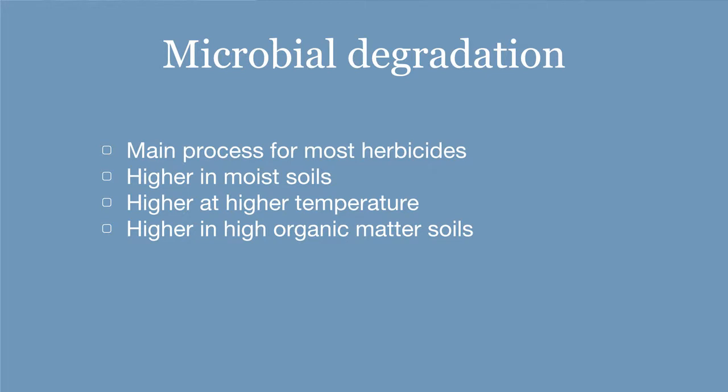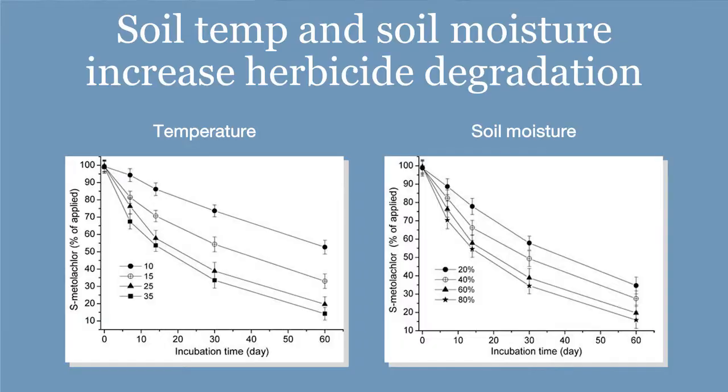We know that degradation is going to be higher in moist soils because we're going to have greater microbial growth. We know it's going to be higher at higher temperatures because we're going to have greater microbial growth, but they'll also be degrading the herbicide faster. And we know it's going to be higher in soils with higher organic matter because we have to have something to feed the microbes when we're not feeding them herbicides. So organic matter is what they normally live on. Those are the main factors that are going to be affecting the persistence of a lot of the herbicides.